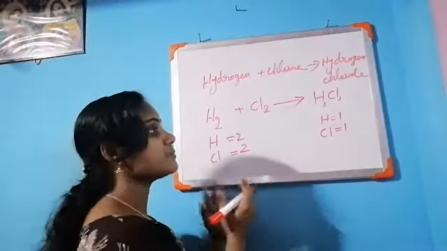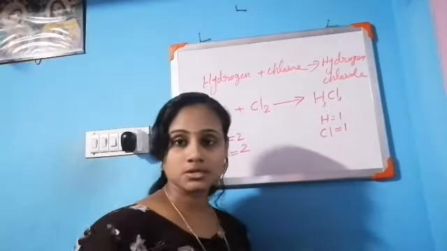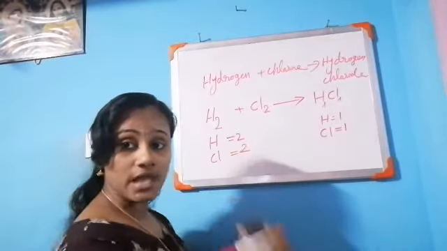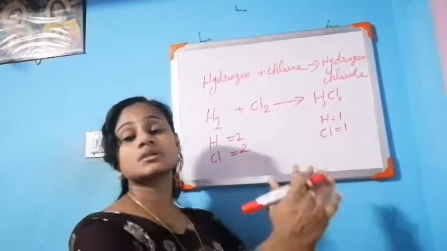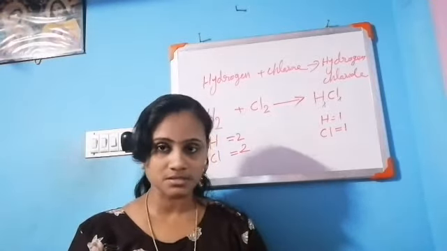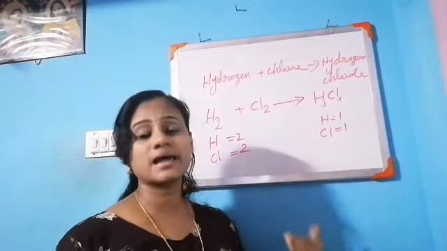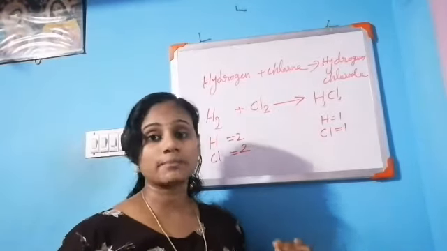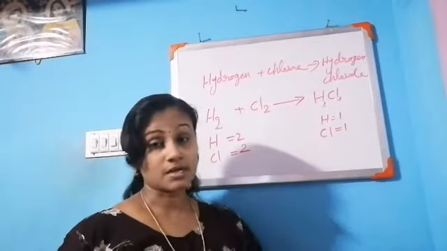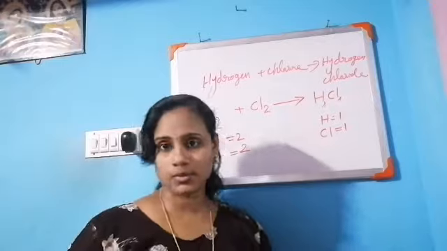That is, the total number of the reactants is equal to the total number of the products, or the total mass of the reactants is equal to the total mass of the products. That is compulsory. That is the law of conservation of mass. Is it clear now? So we need to balance the equation. How can we balance the equation? That is very, very important.